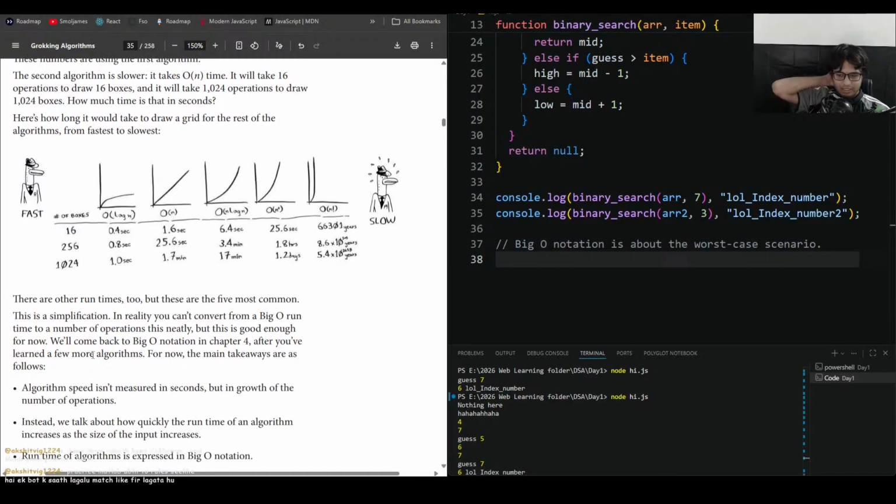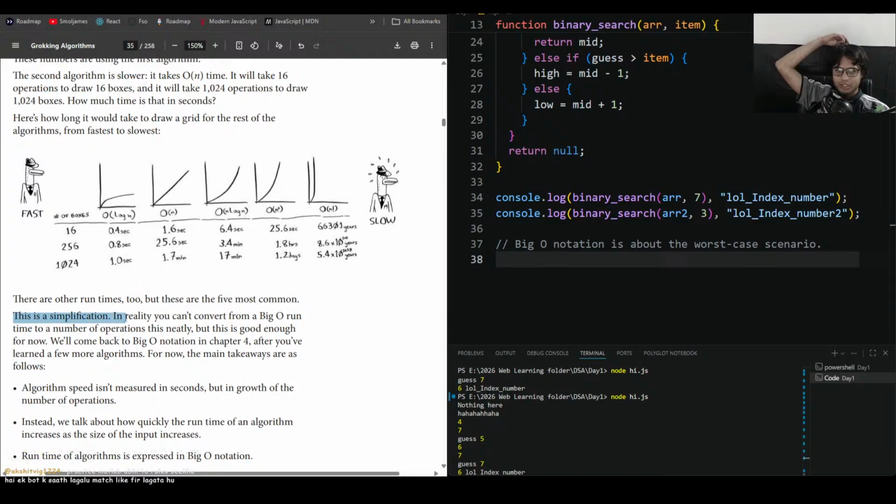I want to read some novel too. There are other run times too, but there are 5. These are the 5 most common. This is a simplification. That's simple. O(n squared), O(n factorial). Damn, it will die inside.